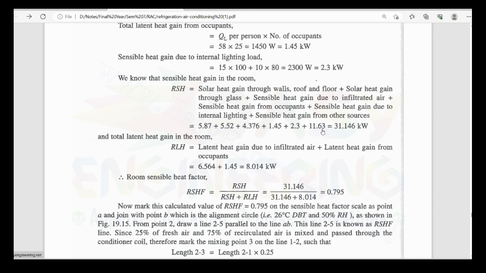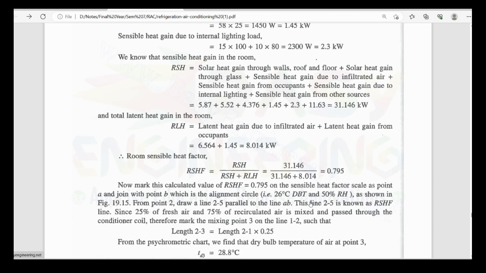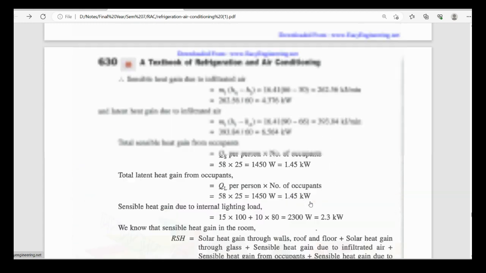So we have the sensible heat and the latent heat, so we can get the room sensible heat factor. How can we calculate the room sensible heat factor? Room sensible heat upon room total heat. In the room total heat, sensible heat and latent heat are both added. Now we get the room sensible heat factor as 0.795. So we can now draw a line from point number 2 here.